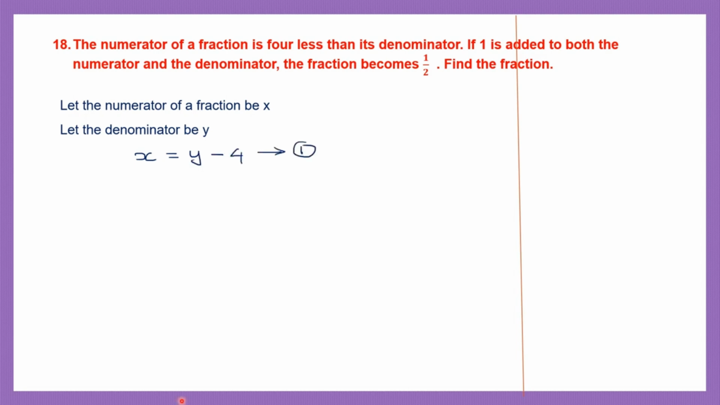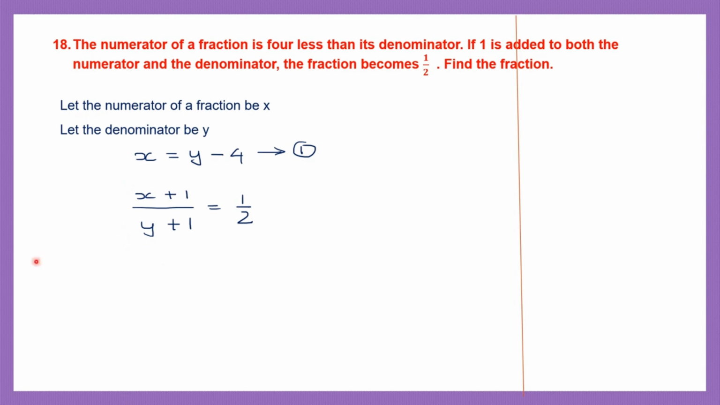Now let's look at the second part of the question. If 1 is added to both the numerator and the denominator, so let's add that 1 and see. So here numerator is x, so x plus 1. Denominator also they said add 1, y plus 1. So they're saying when you add 1, the fraction becomes 1 by 2. So this is equal to 1 by 2. And we are going to make this the second equation, but let's solve whatever we can before that.